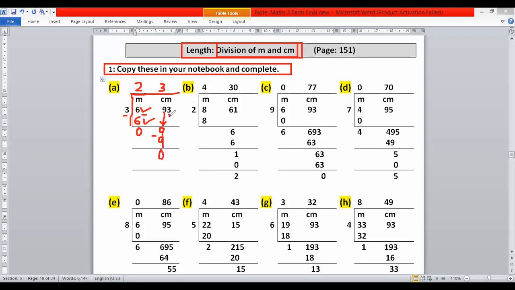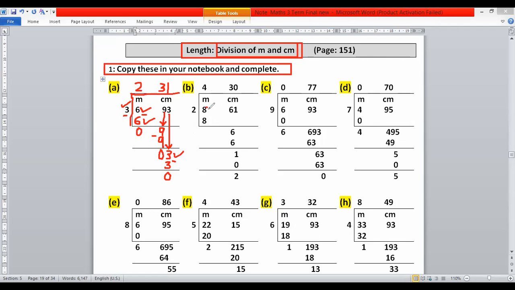After that, we shift the last digit. The last digit is 3. 0, 3 means 3. And now we divide this 3 by 3. 3 ones are 3. After that, we subtract 3 from 3. We get 0 remainder. In this way, we will solve the remaining parts.